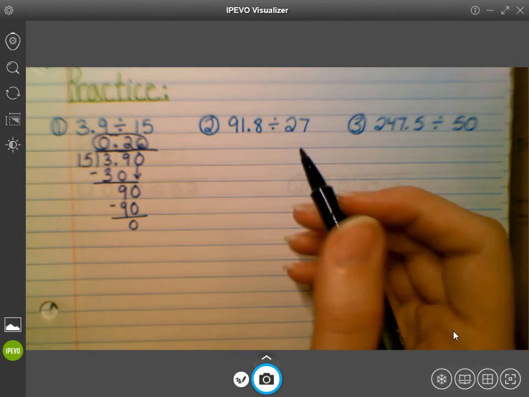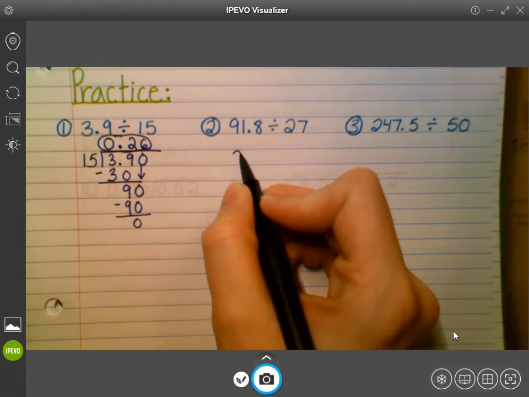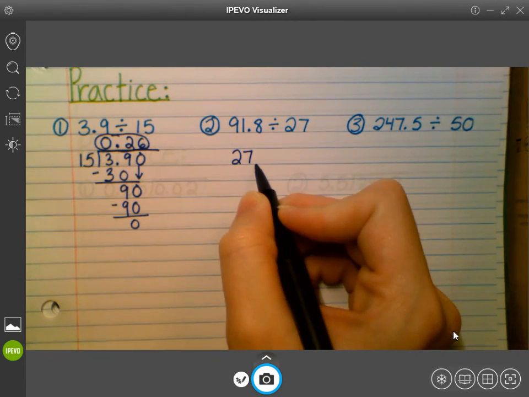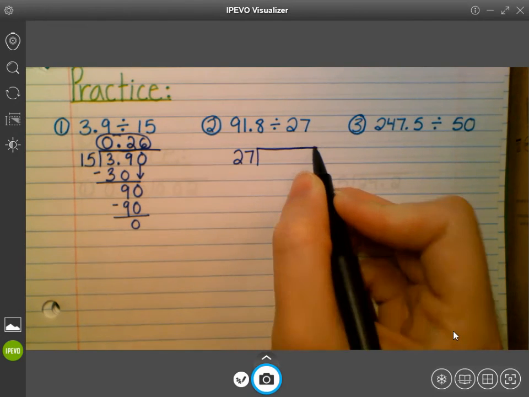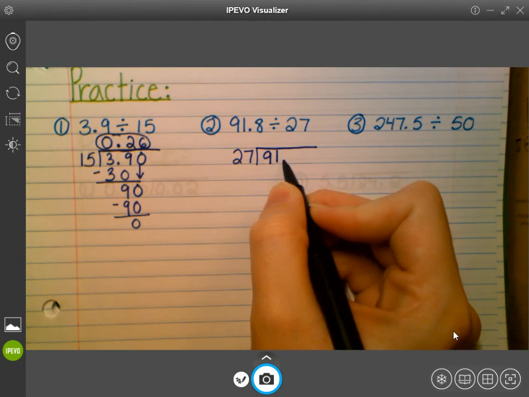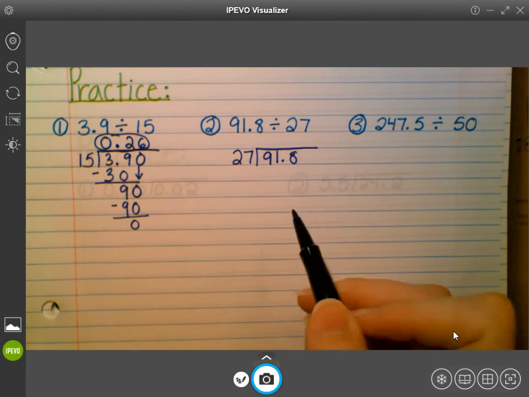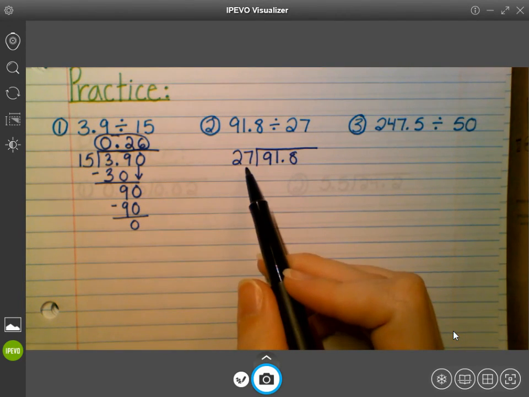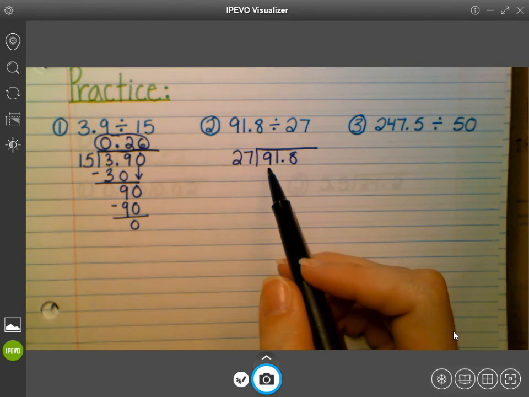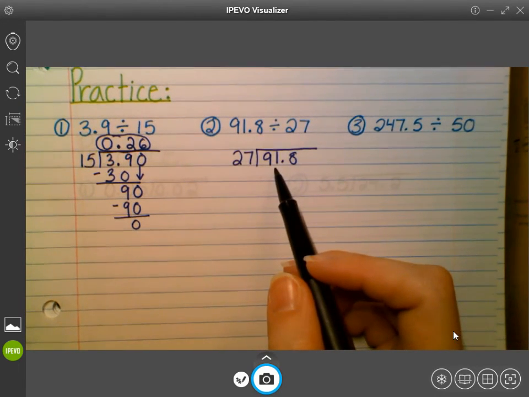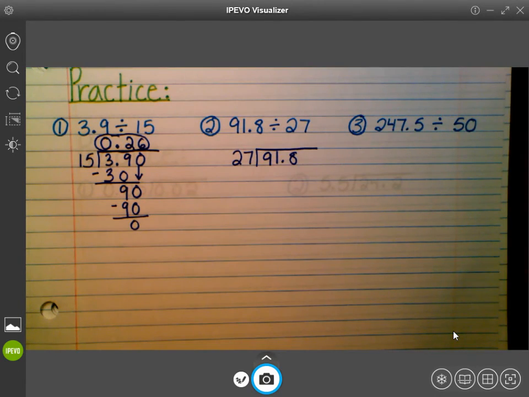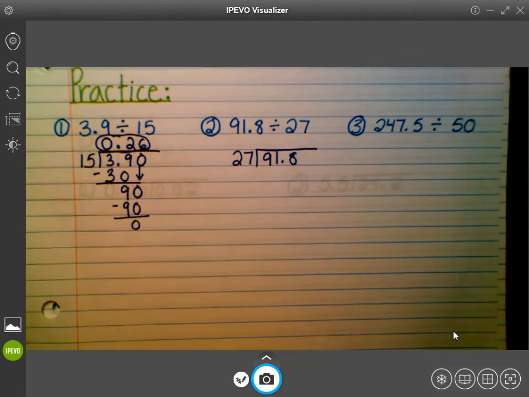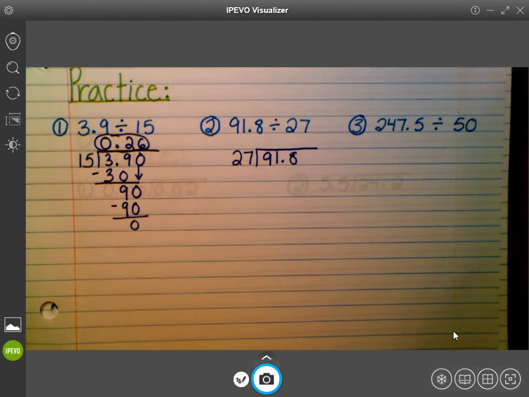Our second one, same thing when I'm setting it up. I need to make sure I'm making that line longer than the actual number, than 91.8. Okay, this one I think it tripped up a few people. So 27, can it go into 9? No. Can it go into 91? Yes. Show me on your hand how many times does 27 go into 91? It goes in 3 times. 27 goes into 91 3 times.